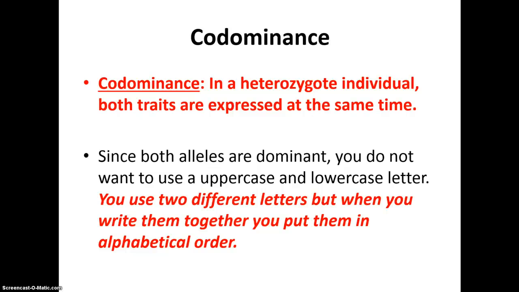Codominance. With codominance, in a heterozygote individual, both traits are expressed at the same time. Since both alleles are dominant, you don't want to use an uppercase and lowercase letter. You're going to have two uppercase letters. You use two different letters, but when you write them together, you put them in alphabetical order.